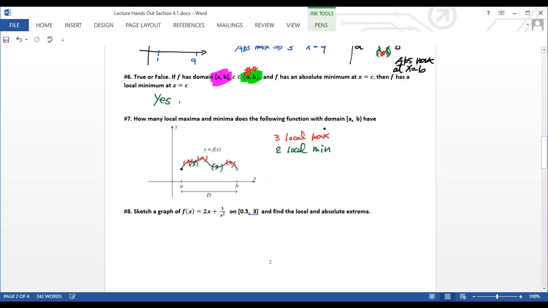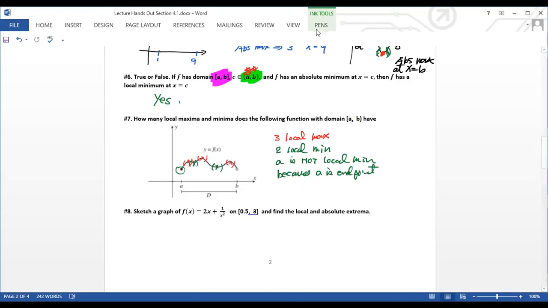Now how about in here? Do we have a local minima here? No, because this is the end point. So A is not a local minima. Why? Because A is the end point. So the local max and the local min cannot happen at the end points here.